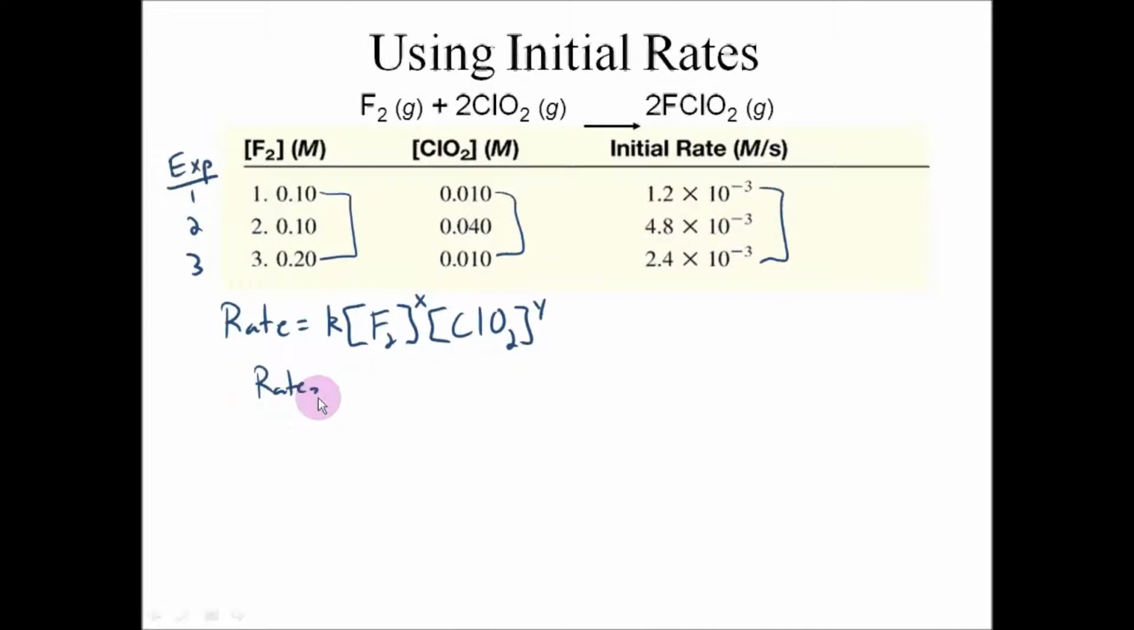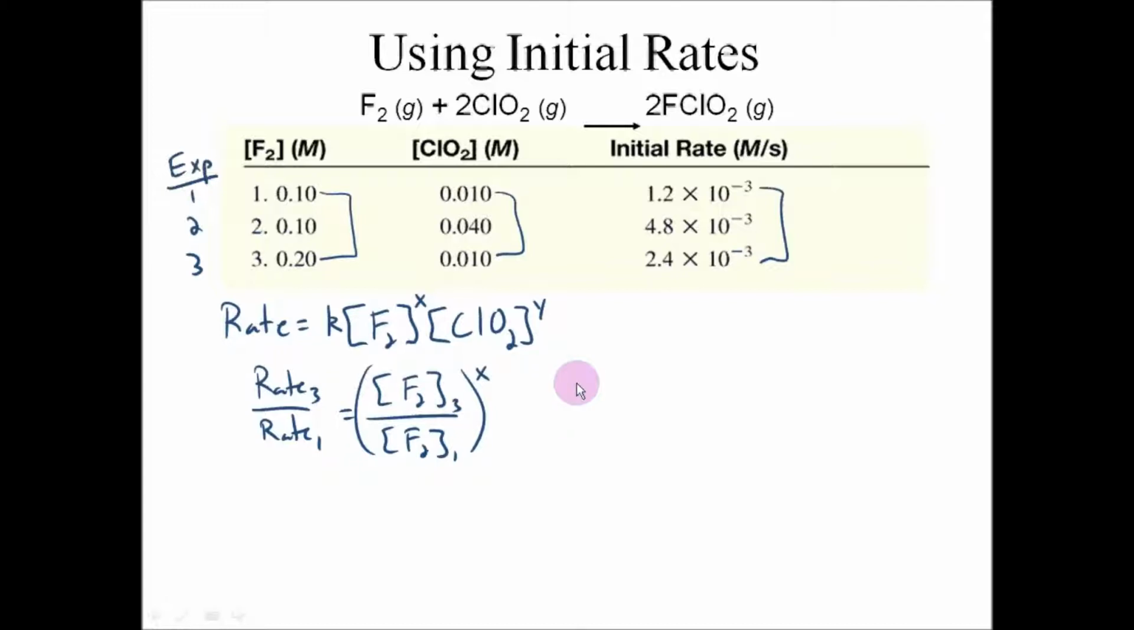Alright, so for this first one, I'm going to compare experiment 1 and 3. So I'm going to put the rate of 3 over the rate of 1 is equal to the concentration of F2 from experiment 3 over the concentration of F2 from experiment 1, and we're going to see what power this needs to be raised to get that equality. I like to put the larger numbers on top so that I don't have to work with fractions. You could have just as easily put rate 1 over rate 3 equals concentration 1 over concentration 3 to the power of x. But then you would have to deal with decimals.